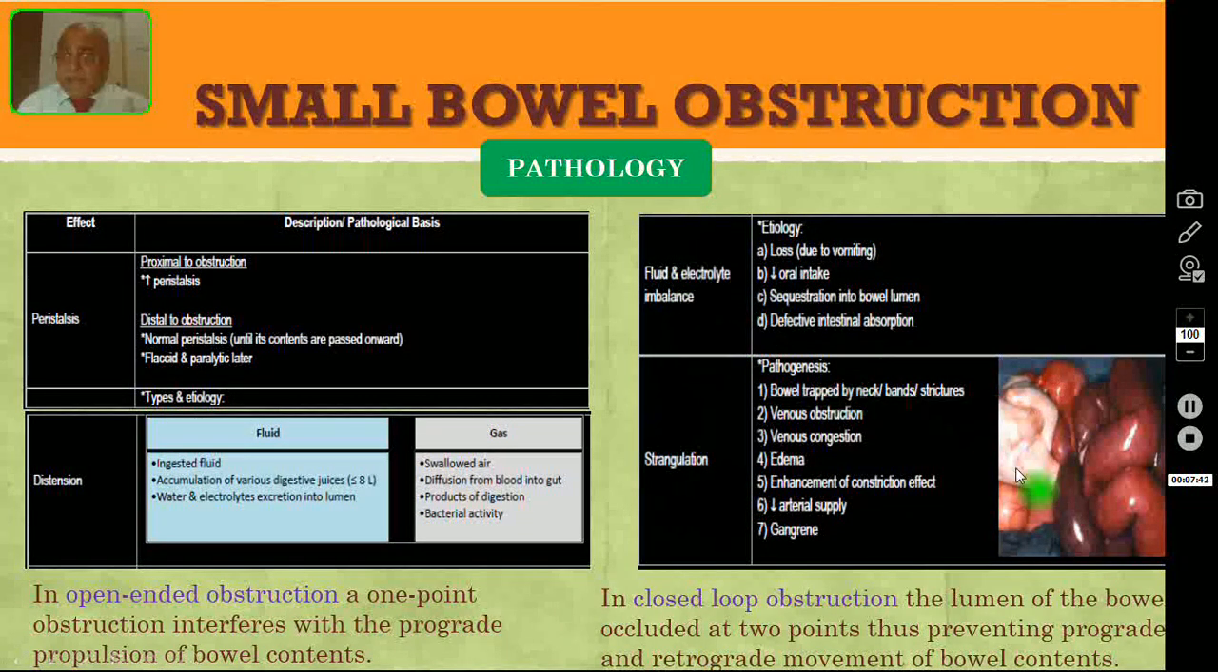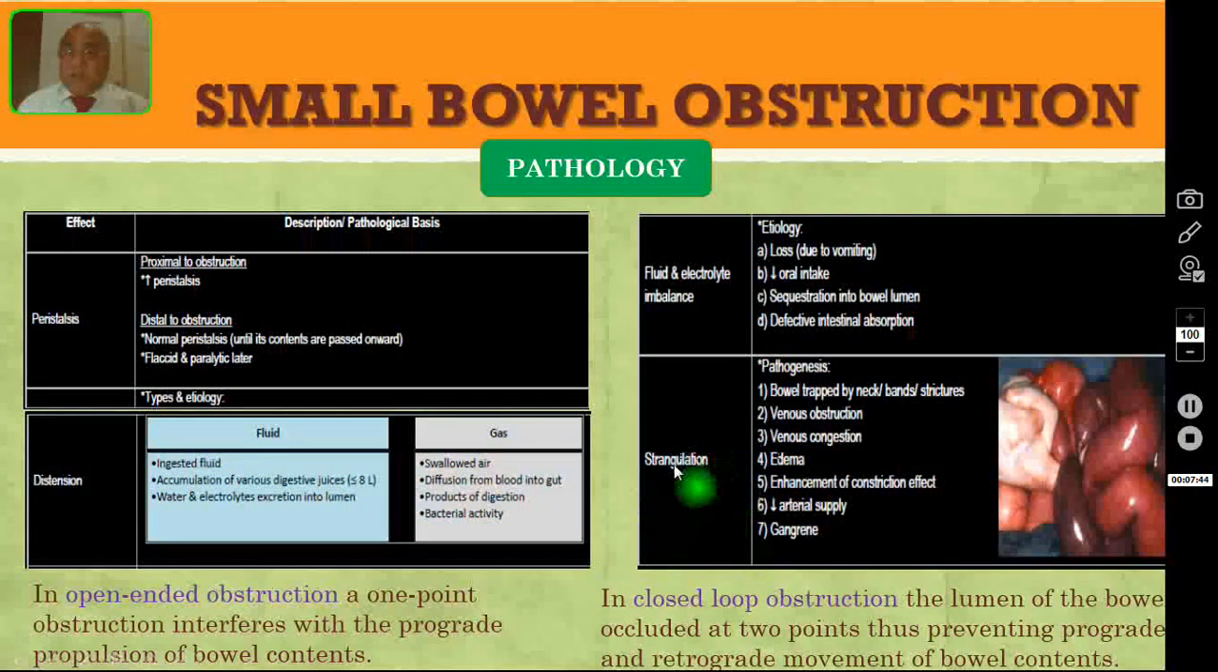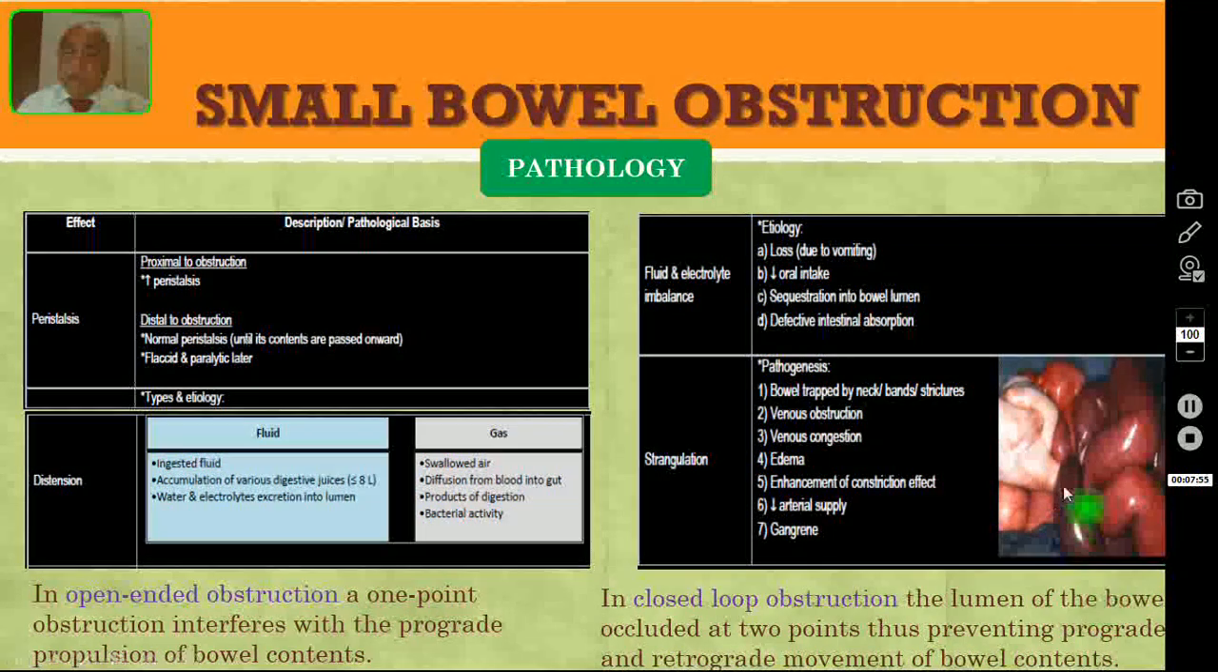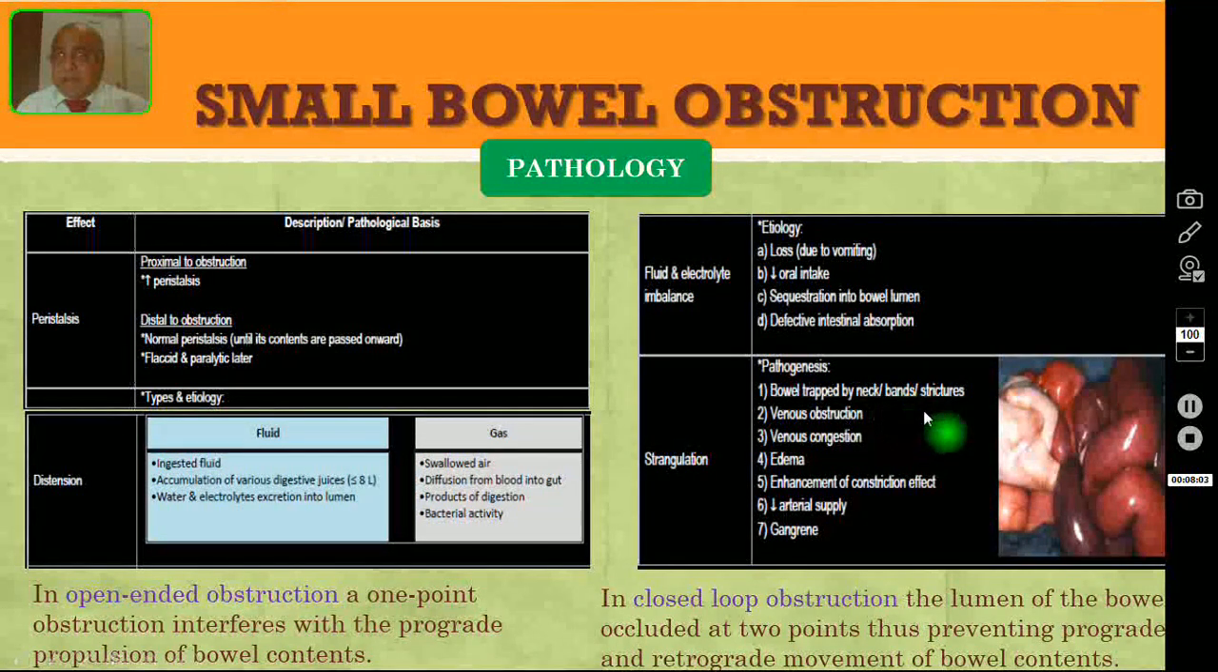And in the end, if blood supply is also compromised, then your patient here in this picture, you are seeing a band obstruction causing an intestinal obstruction. Eventually, you are seeing a dusky color intestine. Probably it is going for strangulation. So the bowel is trapped by the neck of the hernia or band, or maybe stricture also, or a post-op adhesion. Initially there will be venous obstruction, venous congestion, edema of the tissue. So what will happen? The arterial blood supply also will be decreased, and eventually gangrene will ensue in this area.